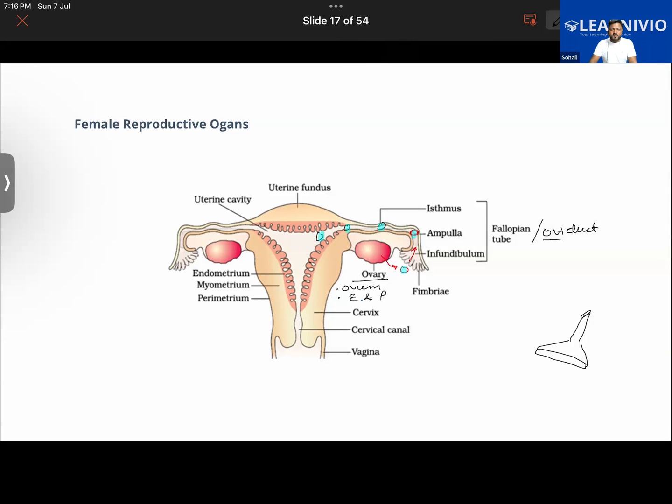Okay. So oviduct or fallopian tube, what we learned about it is that these are kind of funnel-shaped structures that are present at the edge of both the ovaries, as you can see over here and here, right? Now the ovaries release one ovum every month into this fallopian tube or the oviduct. Furthermore, this oviduct consists of cilia that carry the ovum from the oviduct to the uterus.